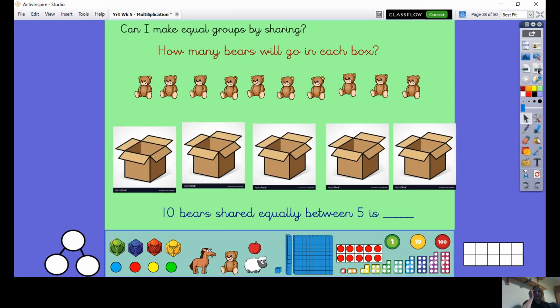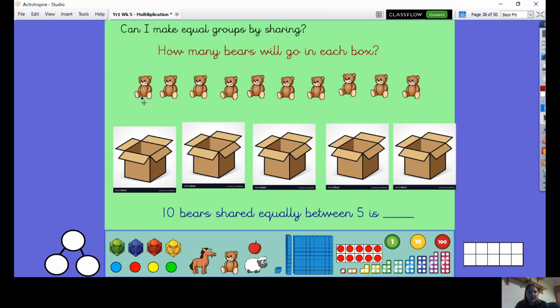Fantastic. So let's have a little look at this one. Again, how many bears will go in each box? So how many bears have I got? 10. It says 10 there. I'm just going to check. 1, 2, 3, 4, 5, 6, 7, 8, 9, 10. I could hear you counting with me.